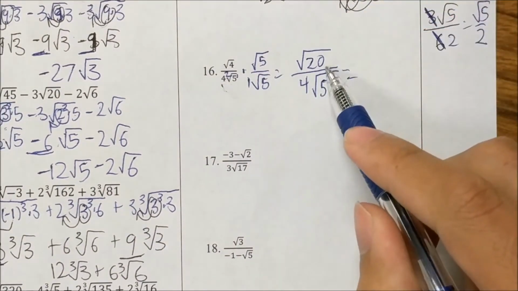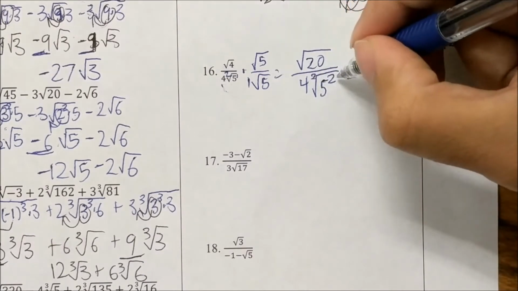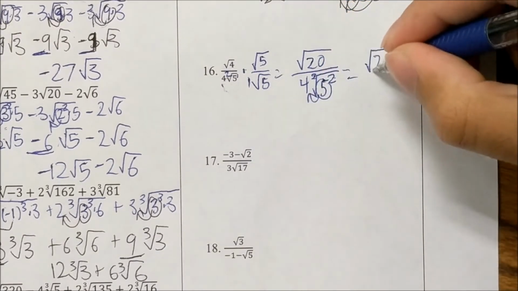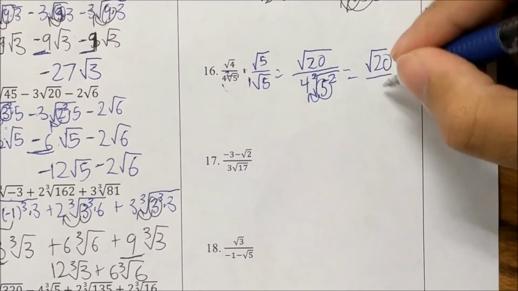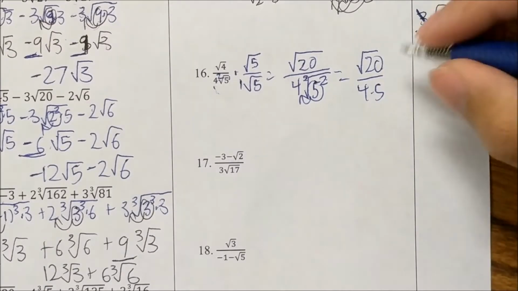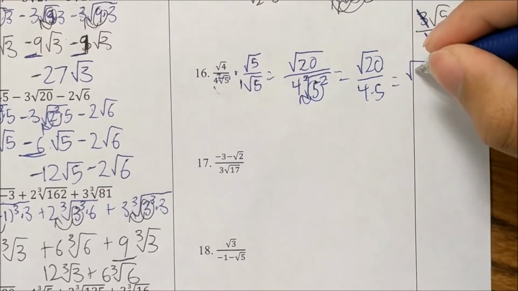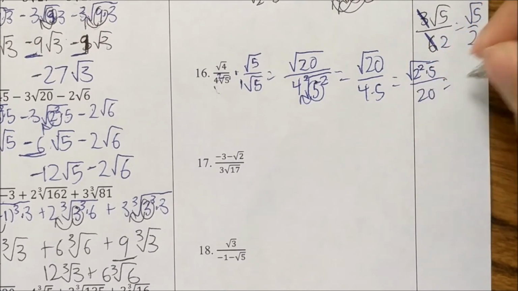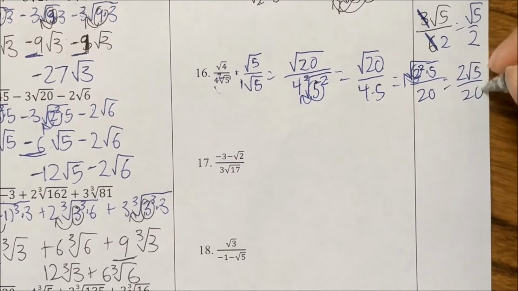So again, now we have what we want. The exponent matches the index, so we take the 5 outside. So radical 20 over 4 times 5. Okay, but I can rewrite radical 20 as radical 2 squared, which is 4 times 5. Okay, so I take the 2 outside to get 2 radical 5 over 20.